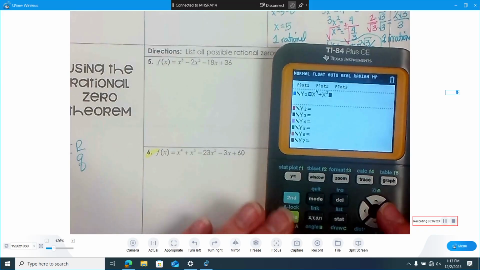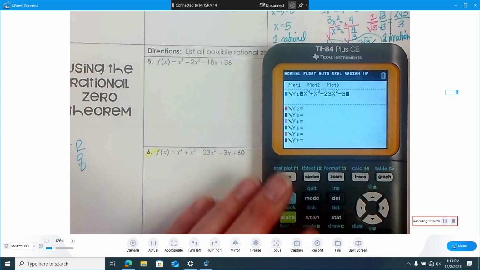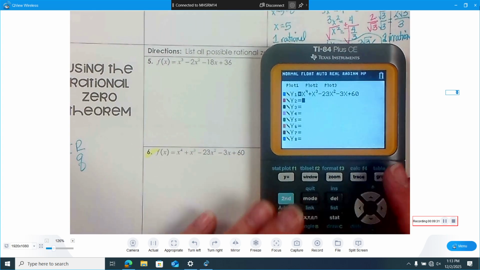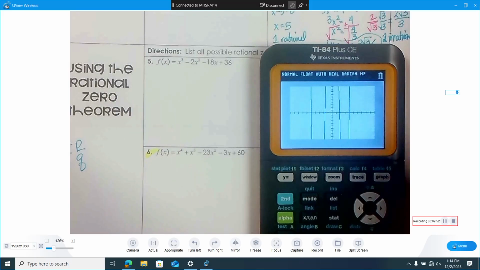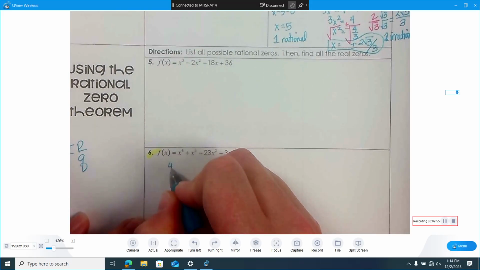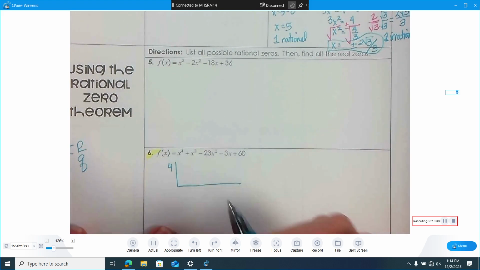Plus x to the 7 minus 23x squared minus 3x plus 60. All right. So again, if we can't factor by hand, then we can go to our calculators and find one that's nice. So do we have a nice one? 4? Yeah, the 4 is pretty nice there. So it looks like, let's use 4 in synthetic division to help us simplify this polynomial, bring it down a little bit for us.